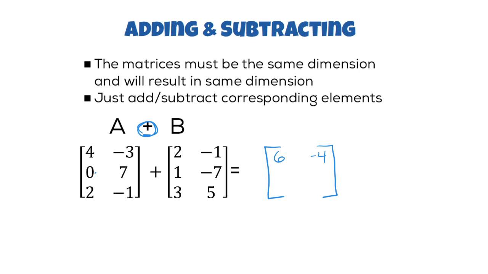All right, here we go. 0 plus 1 is going to get us a 1. 7 plus a -7, well, that's just a 0. We have a 2 plus a 3, that's a 5. And a -1 plus a 5, that's a 4. All right, so nothing crazy there, just adding corresponding parts of the matrix.